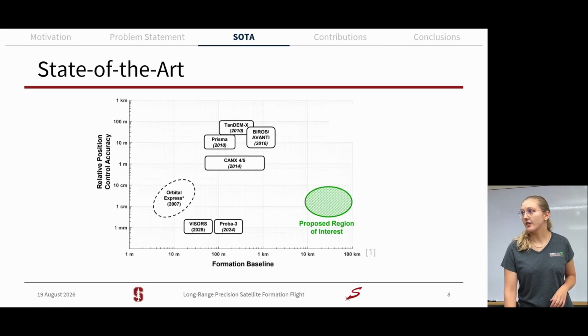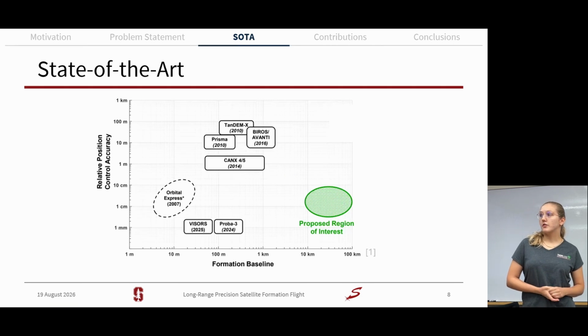To address the state of the art, several missions have pushed for very high relative position control accuracy, either in flight or in simulation. For example, Proba 3 or visors, pushing for a millimeter level relative position accuracy at formation baselines at up to 150 meters between the deputies. There's also a concept of MDOT that is an occulter observer geometry over 500 kilometers that try to achieve a relative position control accuracy of about 10 centimeter level.